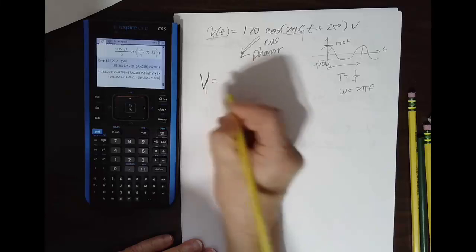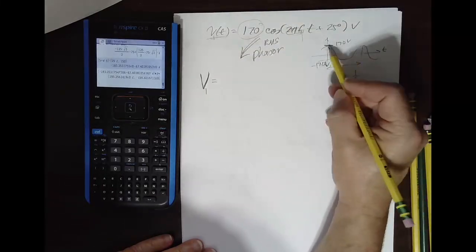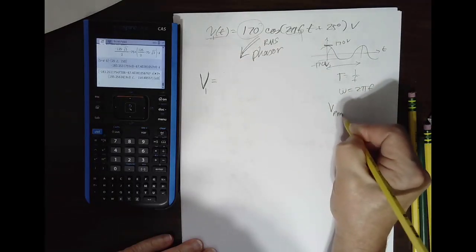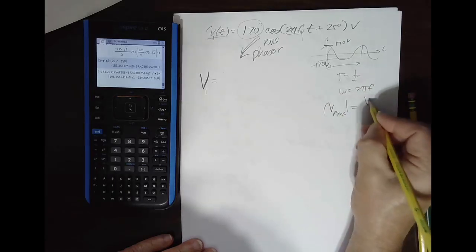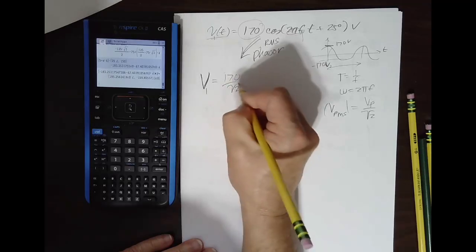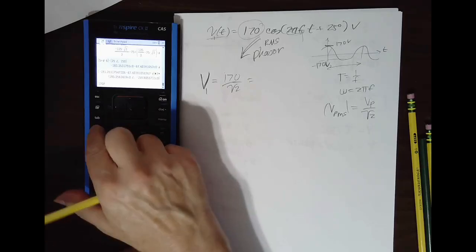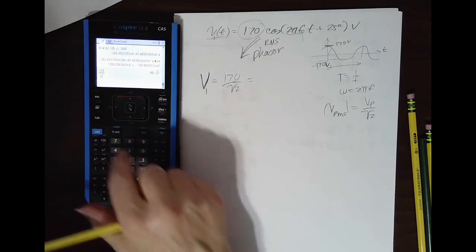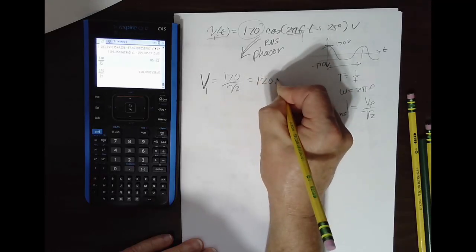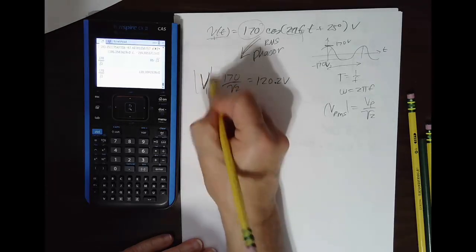The corresponding phasor, magnitude-wise, we've got to get the RMS from the peak, right? So the peak is 170, and V RMS, magnitude-wise, is V peak over square root of 2, like I said earlier. So we're just going to have 170 over square root of 2. That should be about 120.2 volts. All right, so that's the magnitude of V.